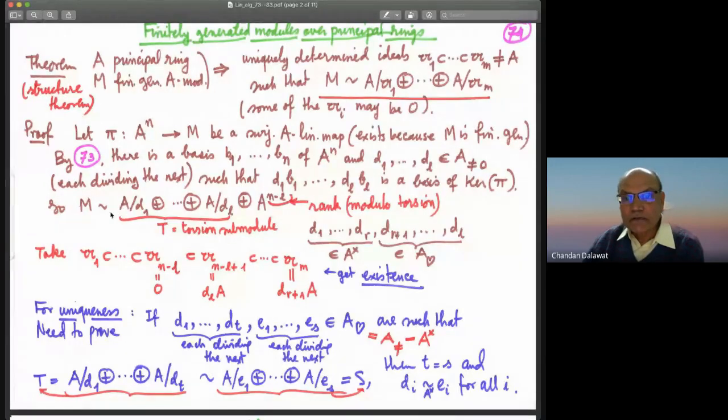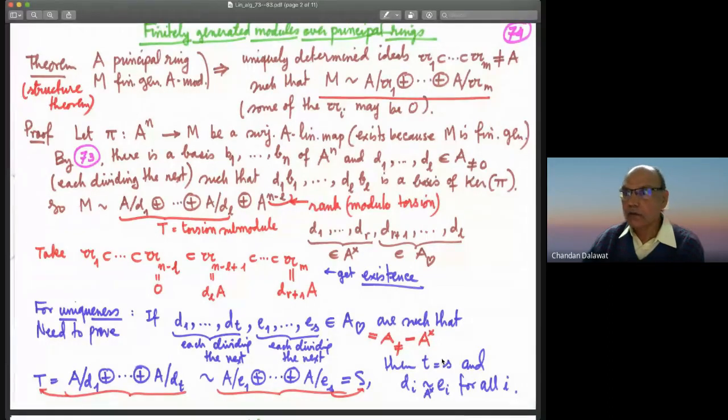So all we have to do is to check that if I have elements D1 up to DT on the one hand, and E1 up to ES on the other, in this set A heart, which was, you see, non-zero elements of A minus the units of A, with the property that the module T defined as A modulo D1 direct sum all the way up to A modulo DT is isomorphic to A modulo E1 all the way up to A modulo ES, then I have to show that this T is equal to S, and each DI is actually associated to the corresponding EI. Okay, this is what we need to prove now.